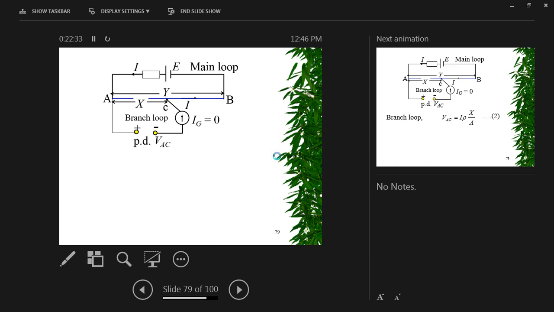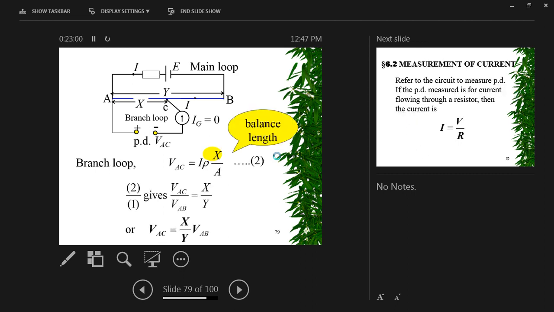The balance point is the point where the current neither flows from A into the PD nor flows out of the PD back into A. So how do I know what the balance point is? The balance point is fulfilled when the PD VAC is equal to the PD VAC along the resistance wire. Once that condition is satisfied, no current will flow in the branch loop, but all the current will flow in the main loop, which means my equation will be correct, and I'll be able to derive this expression that I wanted in the first place.